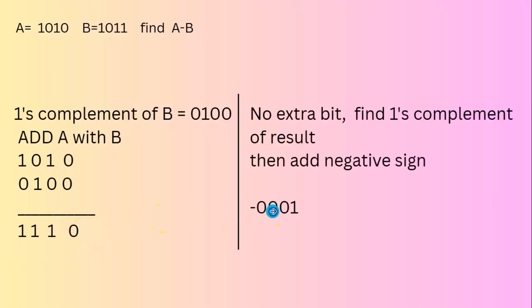As there is no extra bit, we find the 1's complement of the result, then add a negative sign. So the 1's complement of this result is 0 0 0 1. You add a minus sign here. What is the decimal value of A? 10. The decimal value of B is 11 and the decimal value of the result is minus 1. That is, 10 minus 11 is minus 1.